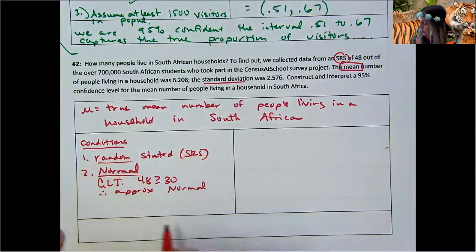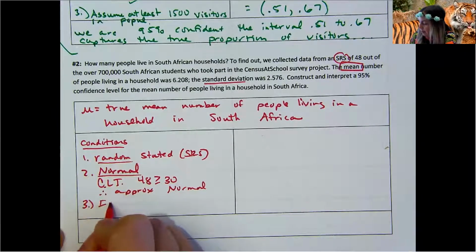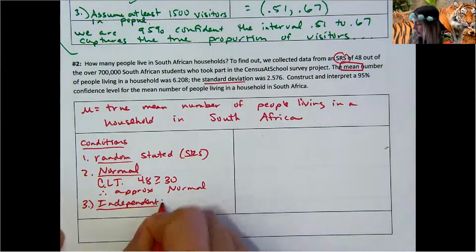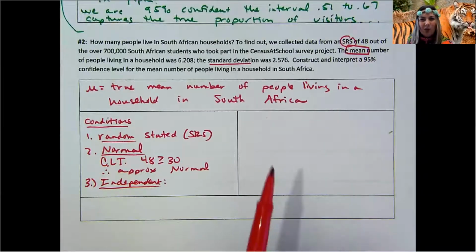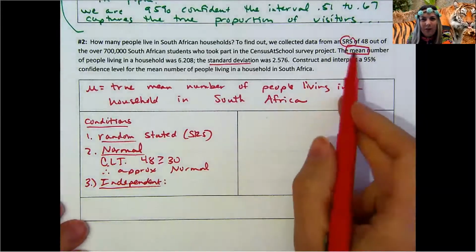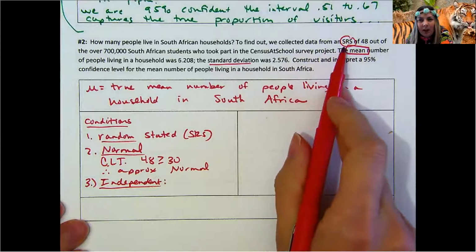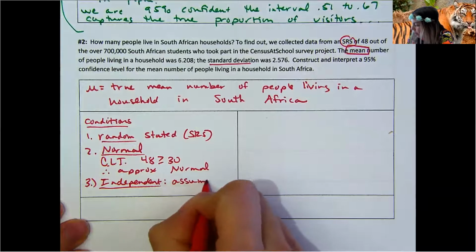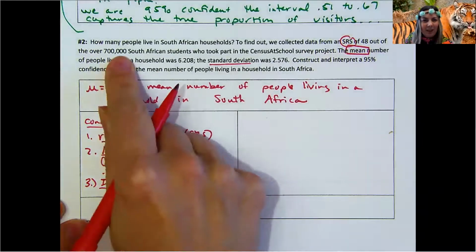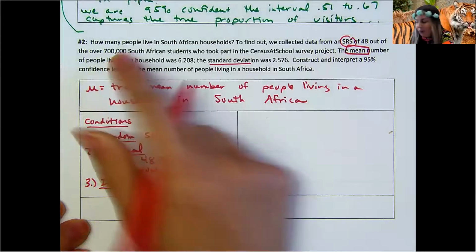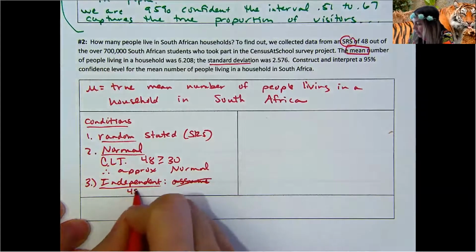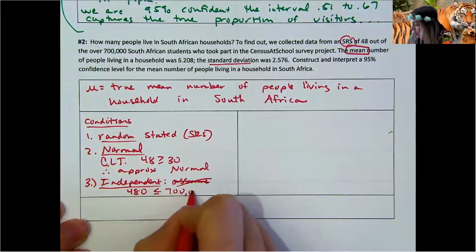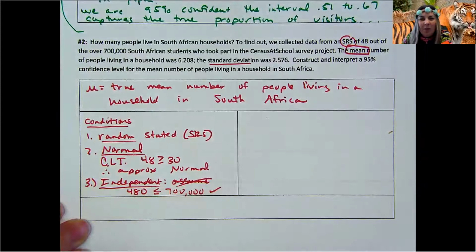All right, so random, normal, and the last one is independent. We want to make sure that we didn't double dip into our samples here, that we didn't ask the same person twice. So we have to assume, let's see, 48 times 10. Oh wait, we don't have to assume because they give us the population size, over 700,000. So 48 times 10 is 480. Is 480 less than or equal to 700,000? You betcha. So we're good. We didn't survey too many people.